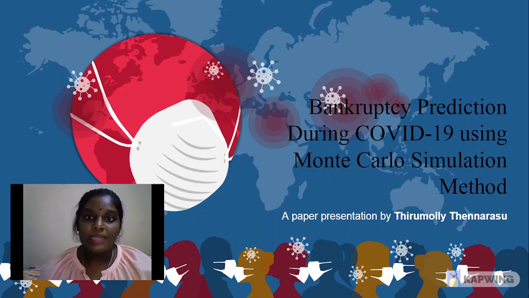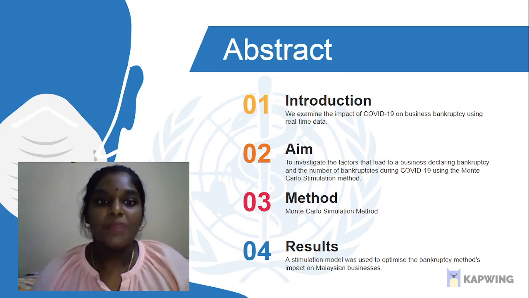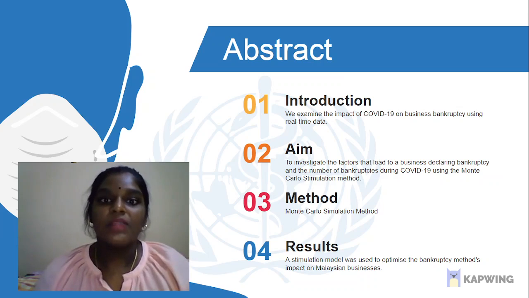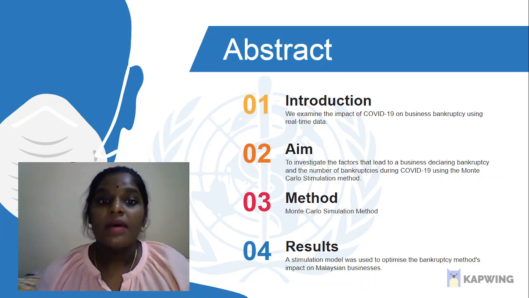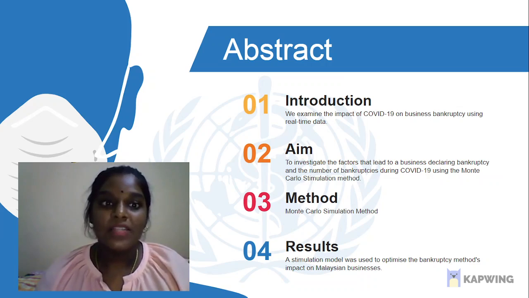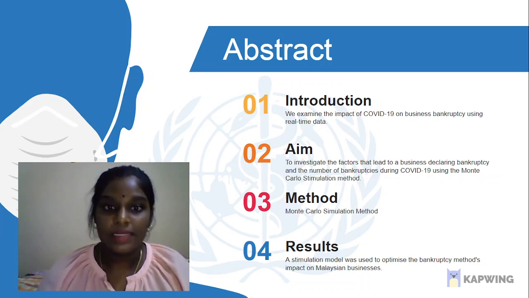Our paper title is Bankruptcy Prediction During COVID 19 Using Monte Carlo Simulation Method. This paper was written by five members, including myself. In this paper, we use real-time data to examine the impact of the COVID-19 economic crisis on business bankruptcies in Malaysia. Bankruptcy has historically tracked closely with business cycles, but this relationship has flipped during the COVID-19 crisis.